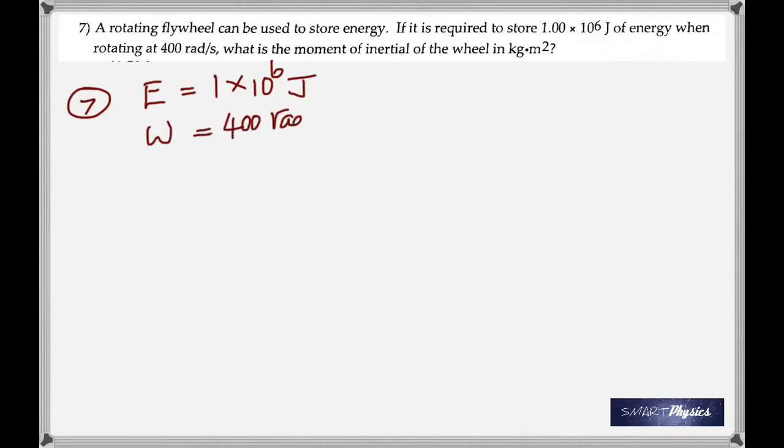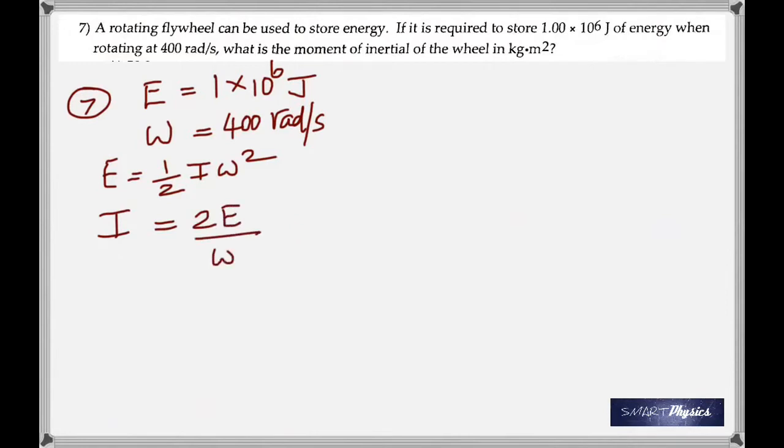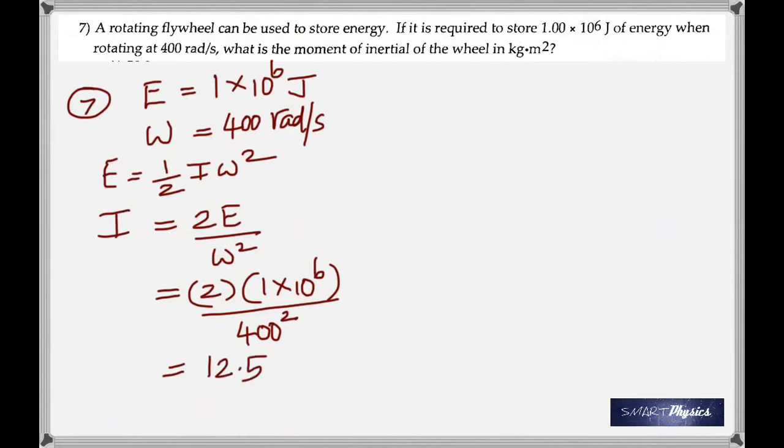Omega is given as 400 radians per second in the proper units, and we know rotational kinetic energy is 1/2 I omega squared. Make I the subject, get 2E by omega squared, substitute, and we get 12.5 kilogram meter squared. So you see that the rotational inertia of the flywheel is really big, and that is why it can be used to store such a lot of energy, 1,000,000 joules of energy.